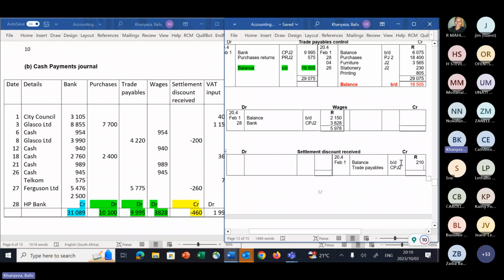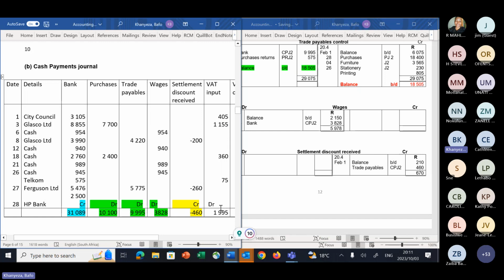So the settlement discount is going to be 460. Then the total is going to be this 460, the settlement discount received and the settlement discount granted. Let me see. Balance, it's 210. It's 460, 460. It's 670. So the balance is going to be 670.